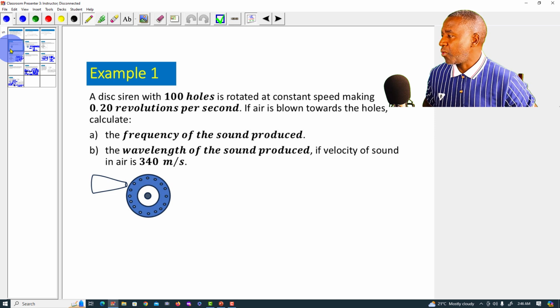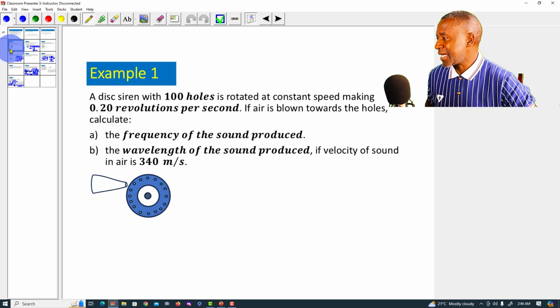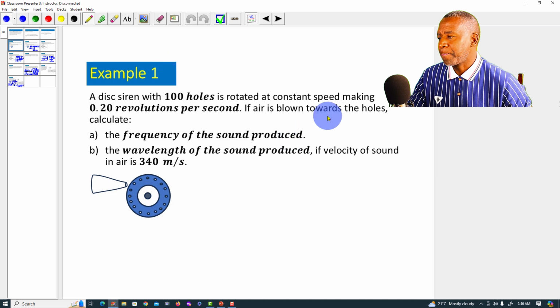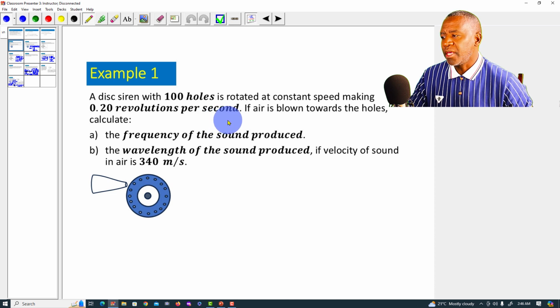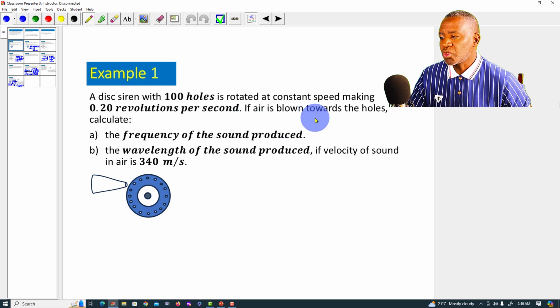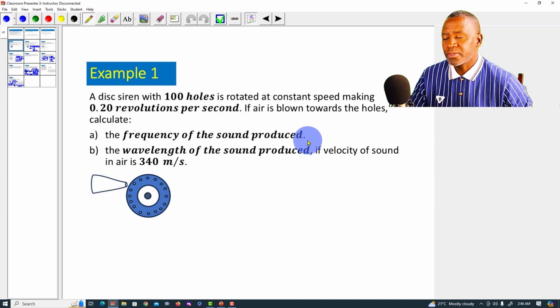So in example 1 in your course book, you're given that a disc siren with 100 holes is rotated at a constant speed, making 0.20 revolutions per second. If air is blown towards the holes, calculate the frequency of the sound produced and the wavelength of the sound produced if the velocity of the sound in air is 340 meters per second.